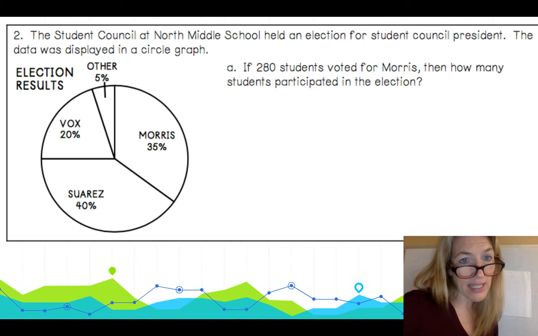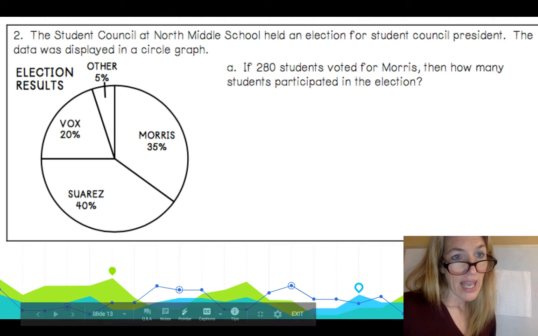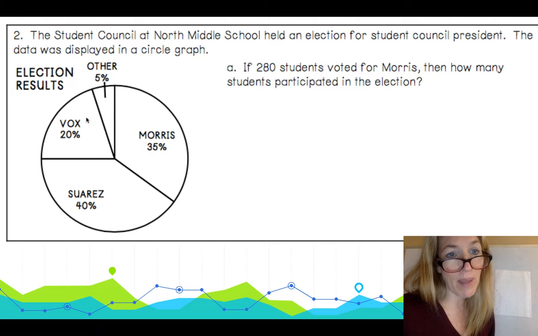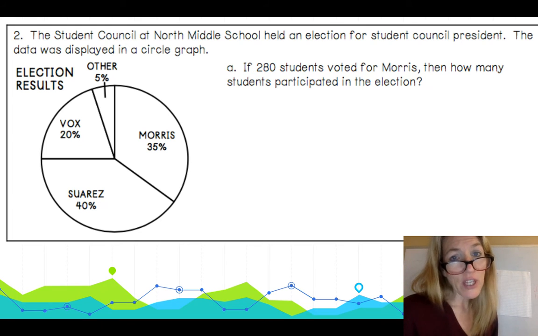That looks like somebody named Morris had 35% of the votes. Suarez had 40% of the votes. There was 20% that voted for Vox, and then 5% voted for others. So remember that the total has to equal 100. So our question now says, if 280 students voted for Morris, then how many actually were in the election? So they're asking for the total number of students.